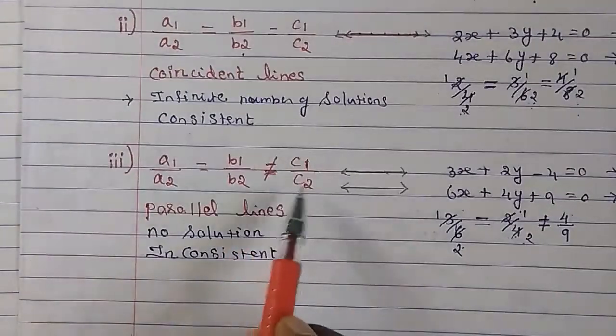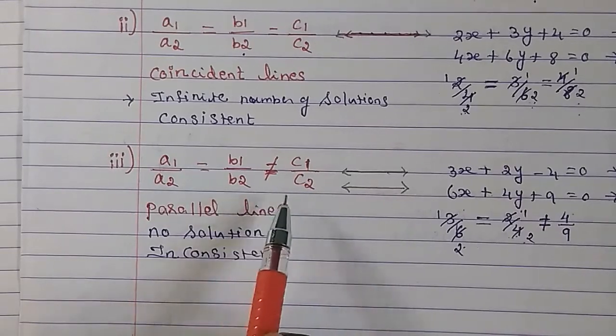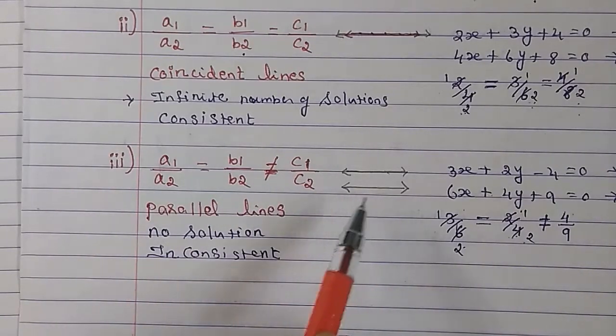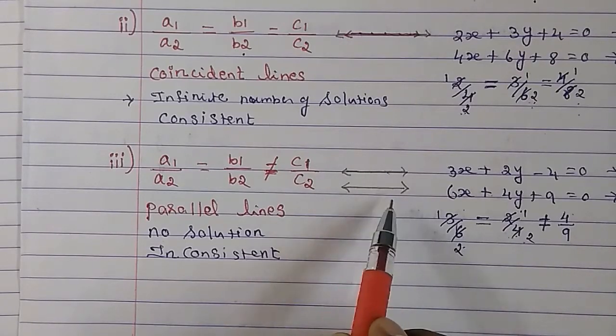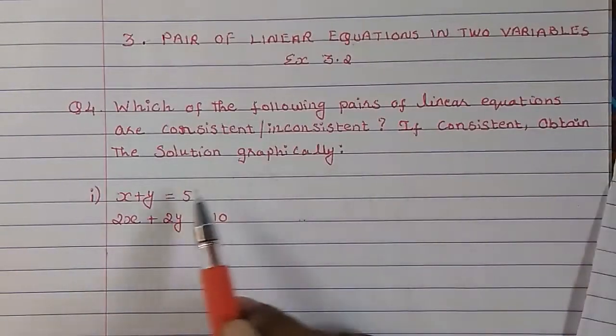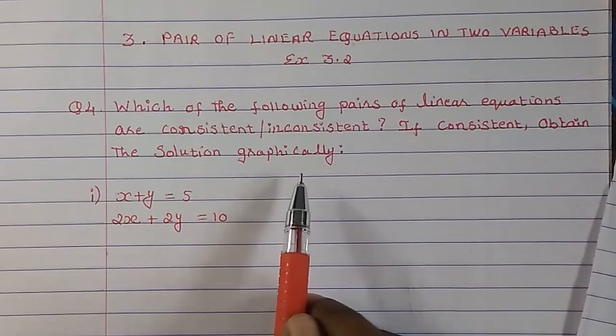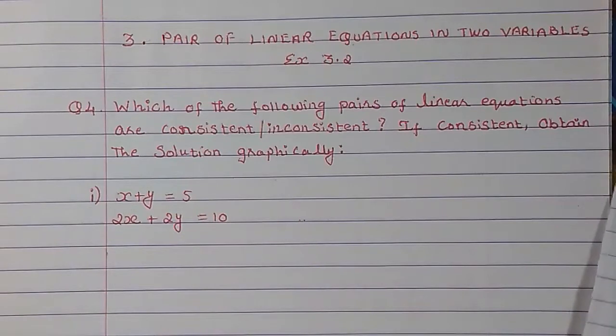If you find that the last ratio is not equal to the first two, then we get parallel lines where we have no solutions, because both lines don't touch each other at any point, therefore no solution. Those equations will be called inconsistent. And if it is inconsistent, here they are asking us, no need to prepare the graph. Only if consistent, we have to obtain the solution. So let's do it quickly.